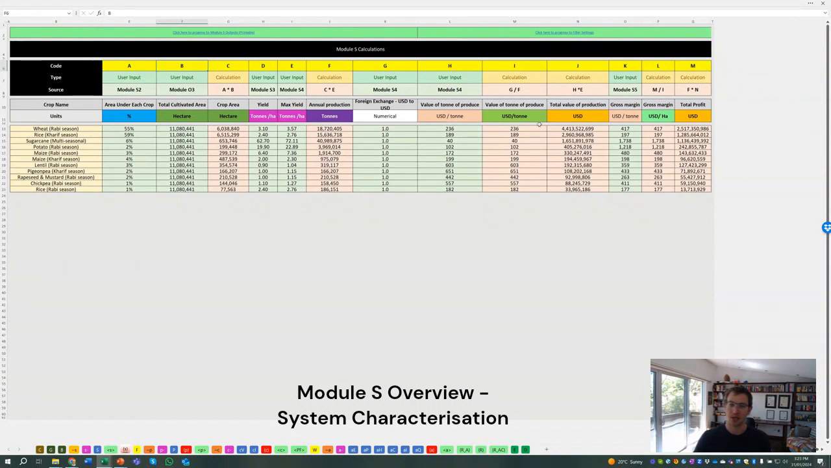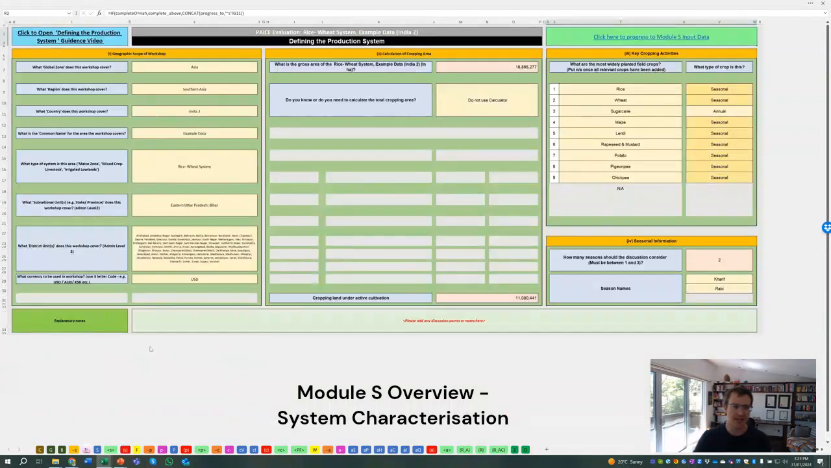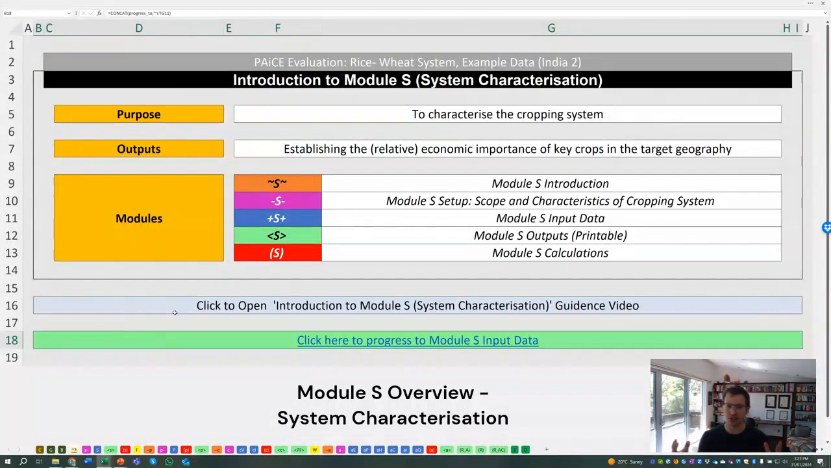If you are working in US dollars, then there will be some repetition because the exchange rate is 1. But if you're working in a different currency, then you will see both the local currency and the US dollars per tonne. So this is essentially what Module S is, establishing the system, working out which crops are of most importance in the geography.